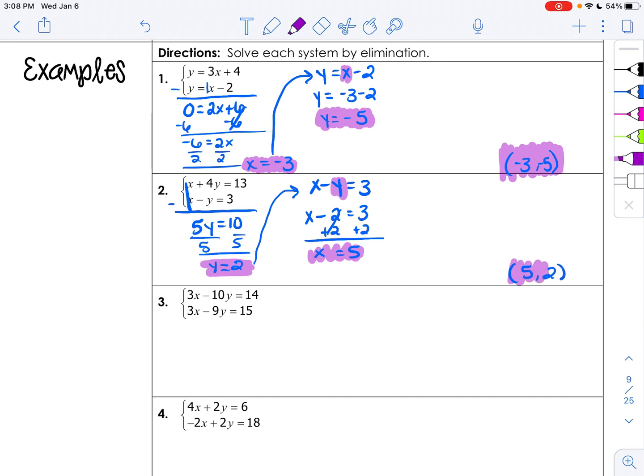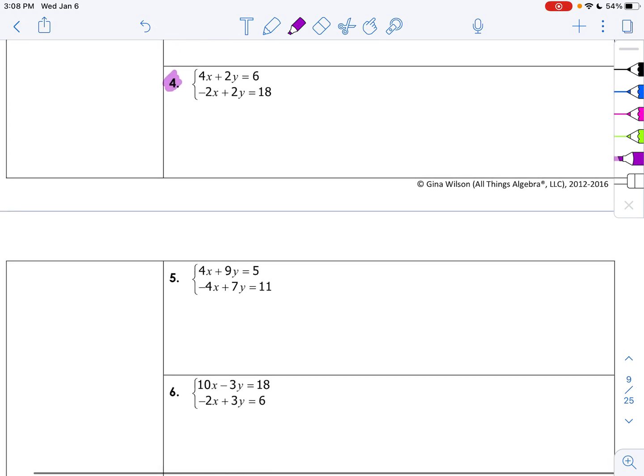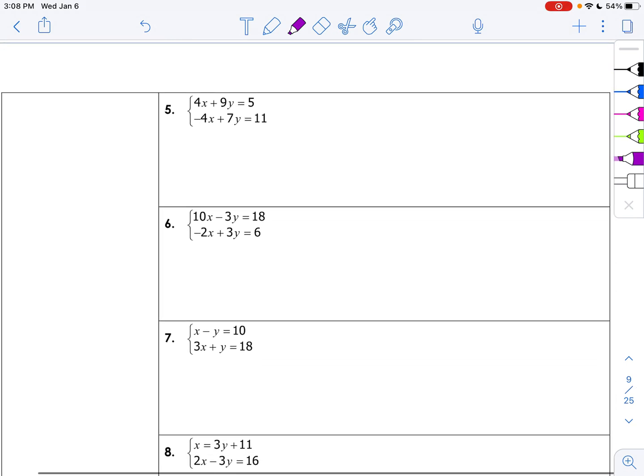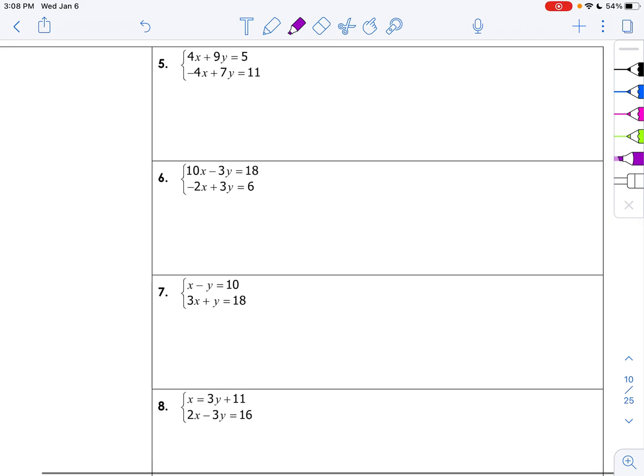Make sure that when you're writing that final answer that you're putting your x value first and then your y value. Go ahead and highlight number 3 and 4. And then on the next page, let's take a look at number 5.